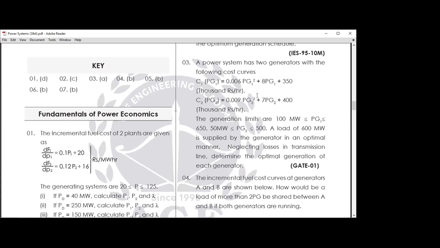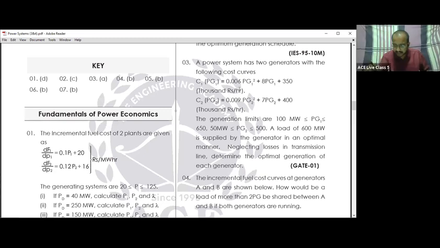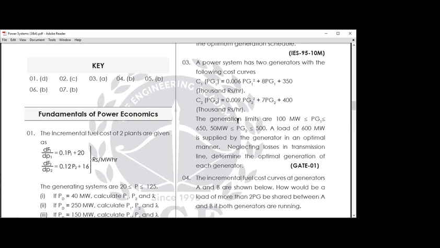Yes, sir. The downside, sir, is that under C1 it is 1000 rupees per hour. What is the problem with that? Here he is asking only for power generation. Why are you worrying about that 1000? We don't multiply with 1000, sir. That will not have any influence.